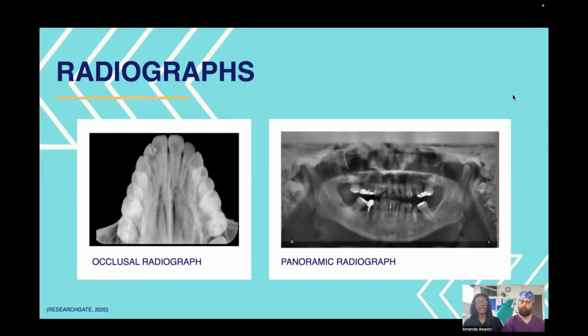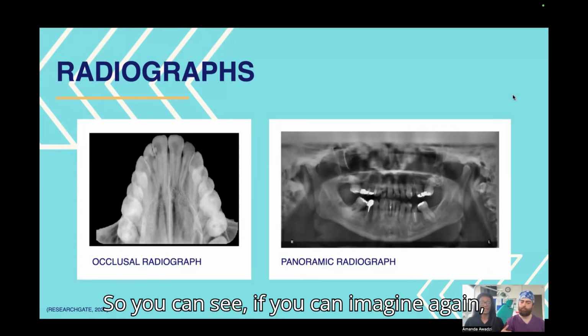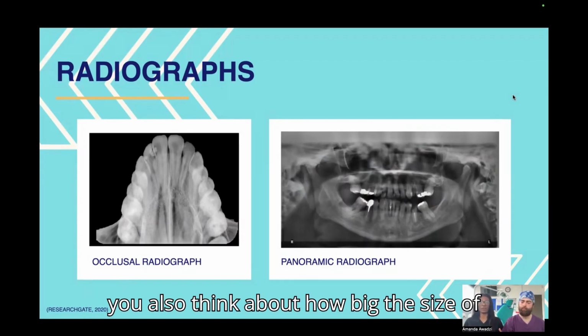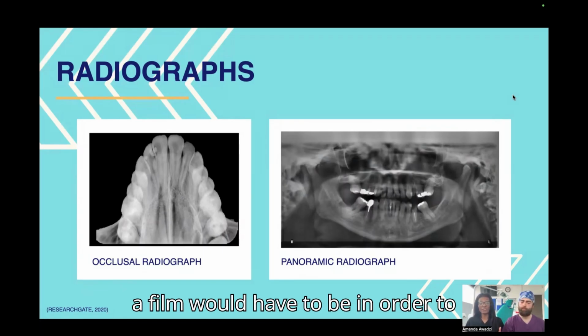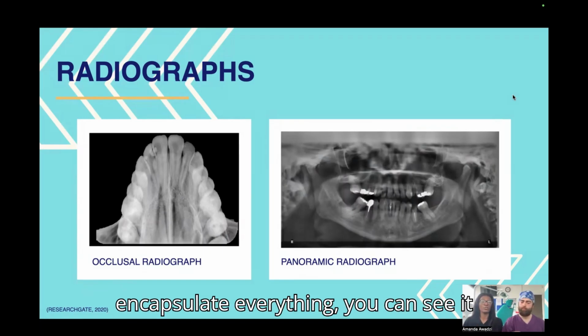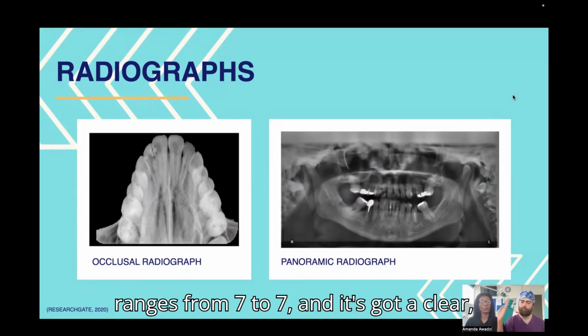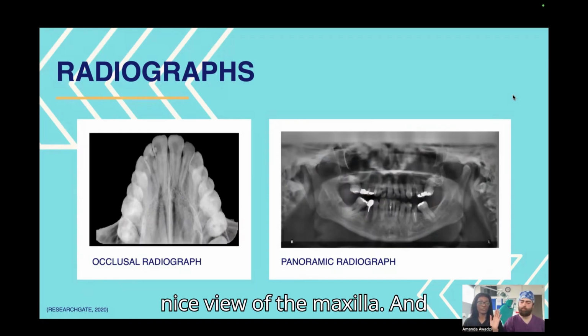So as you can see, you've got your occlusal radiograph here. If you think about your maxilla, and then you also think about how big a size of a film would have to be in order to encapsulate everything, you can see it ranges from 7 to 7, and it's got a clear, nice view of the maxilla.